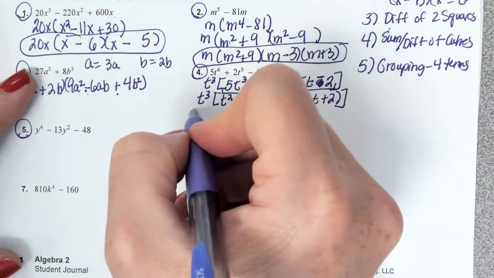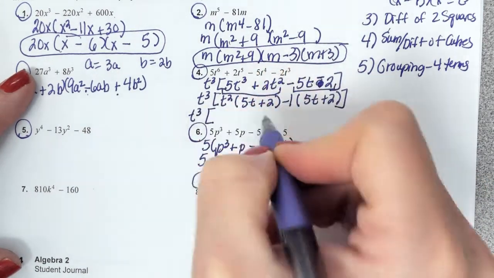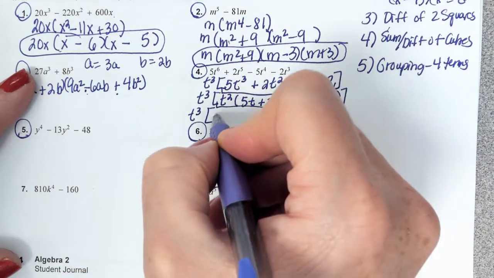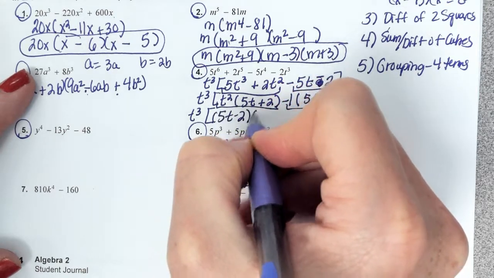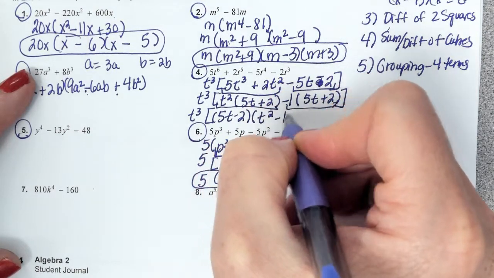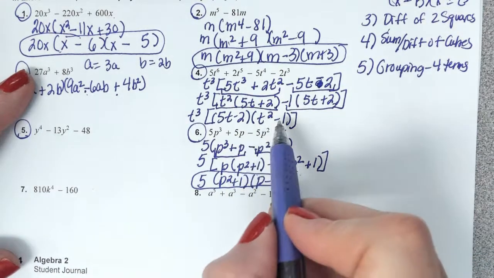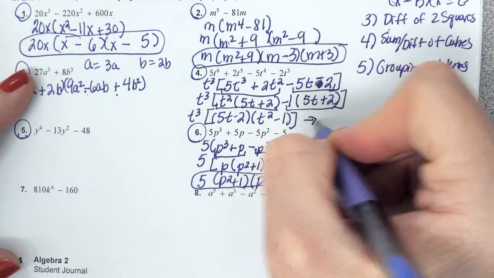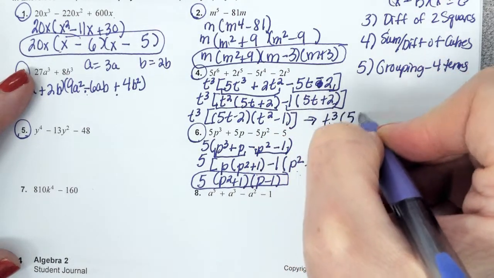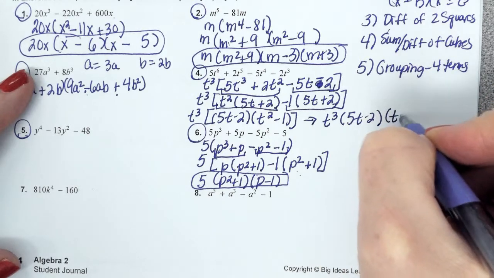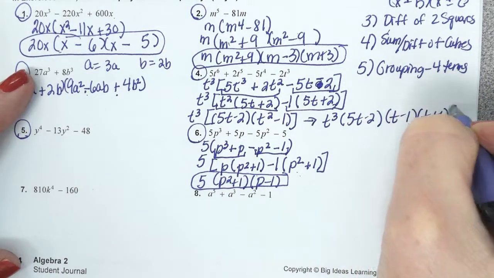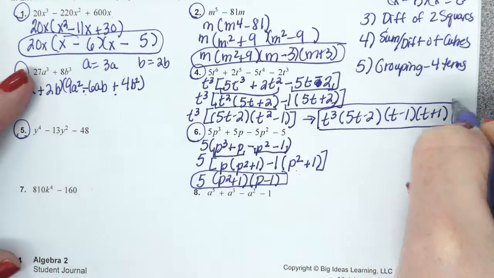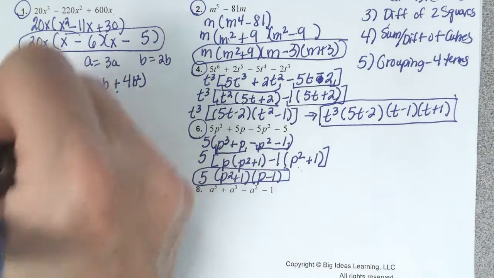Now this t cubed just gets brought down. So out of these two, I have a 5t minus 2 in common that I'm going to factor out. And then I'm left with a t squared minus 1. Can t squared minus 1 go down further? Yes, it can. So this is going to have to be t cubed times 5t minus 2 times t minus 1 times t plus 1. That will be our final, most simplified answer.